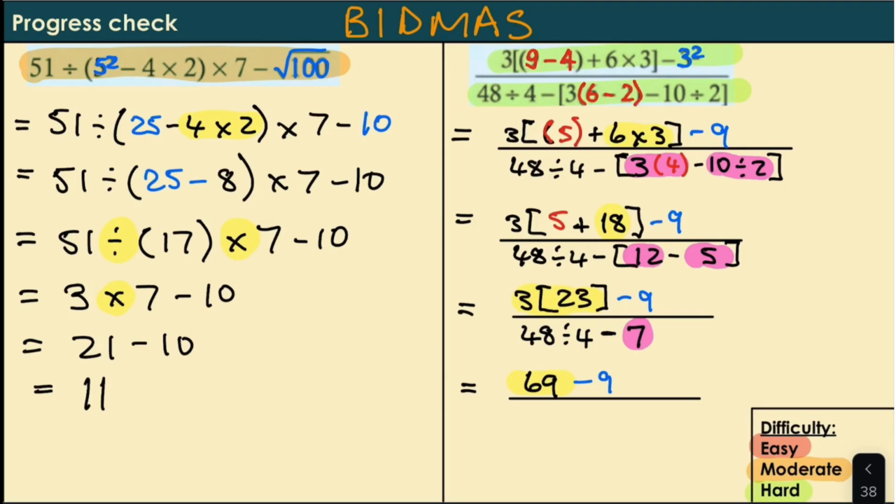And on the bottom, I need to divide first. 48 divided by 4 is 12. Now I can simply work on the top. 69 subtract 9 is 60. And 12 subtract 7 on the bottom is 5. And 60 divided by 5 is 12. And that is my solution. We follow the steps and we'll get it right every time.